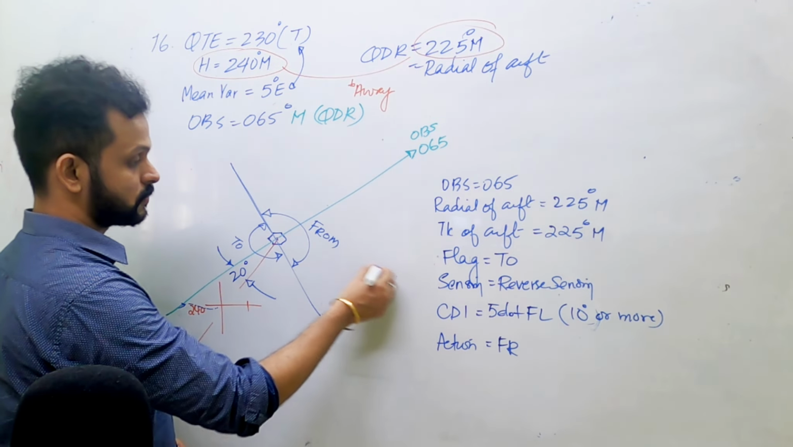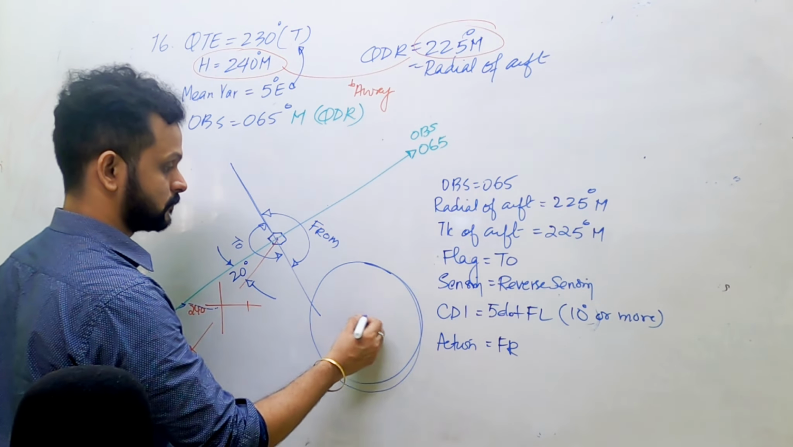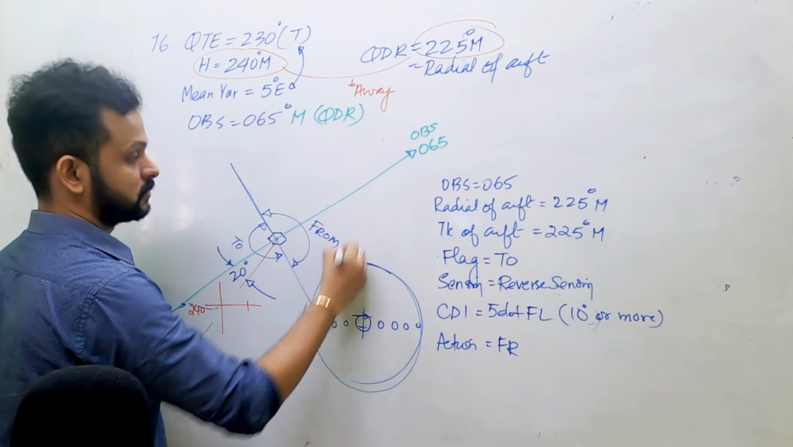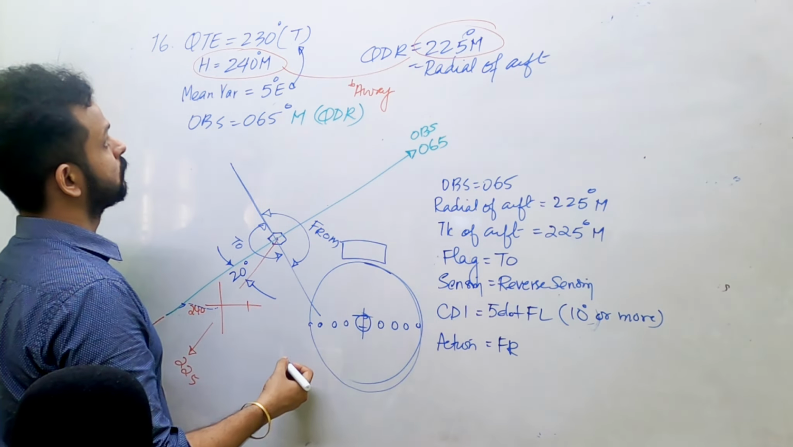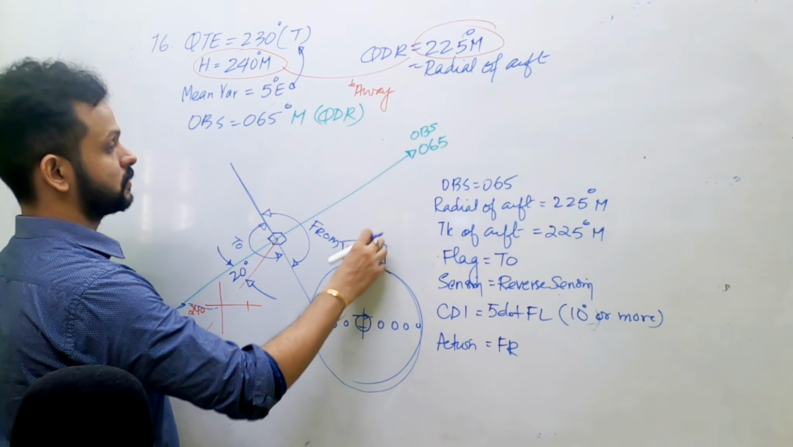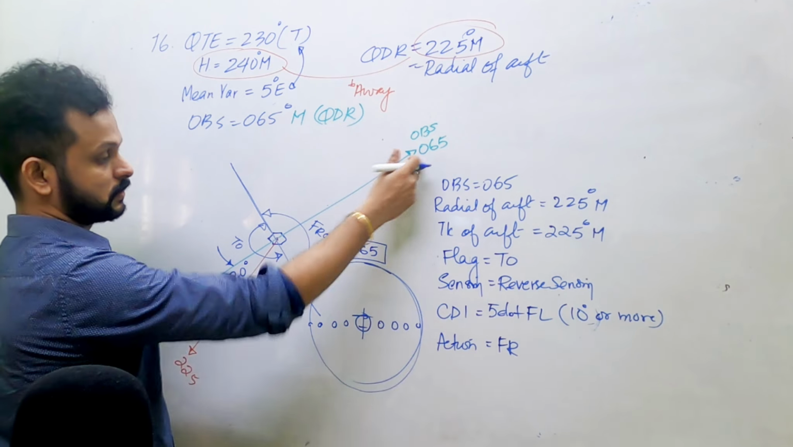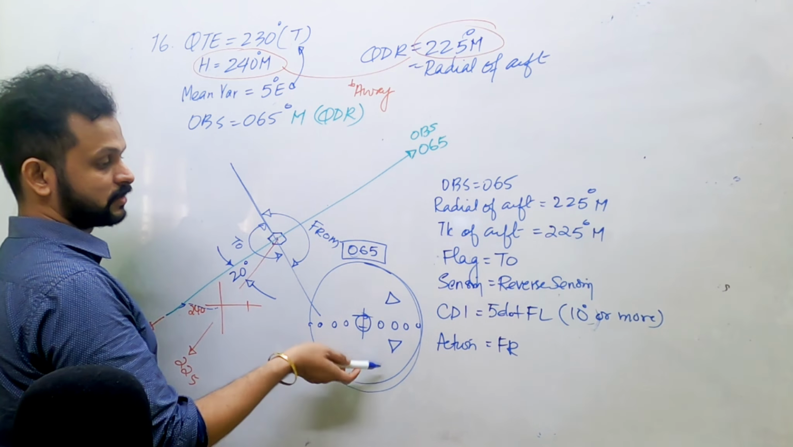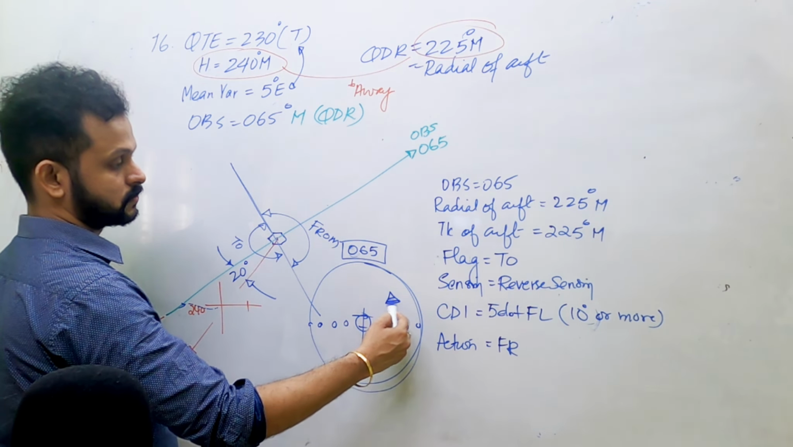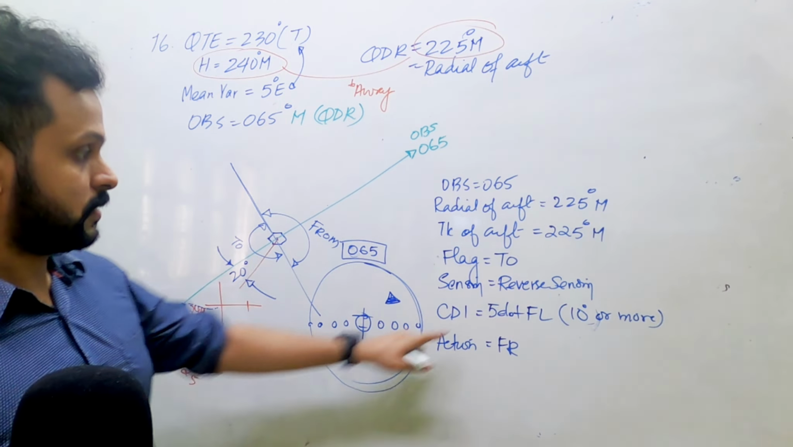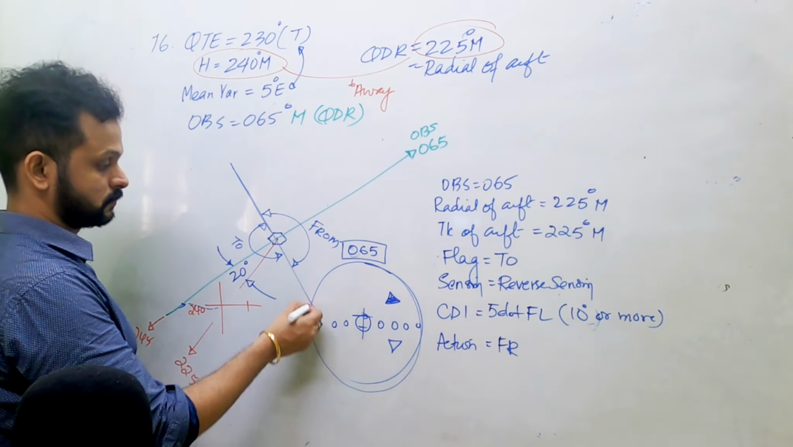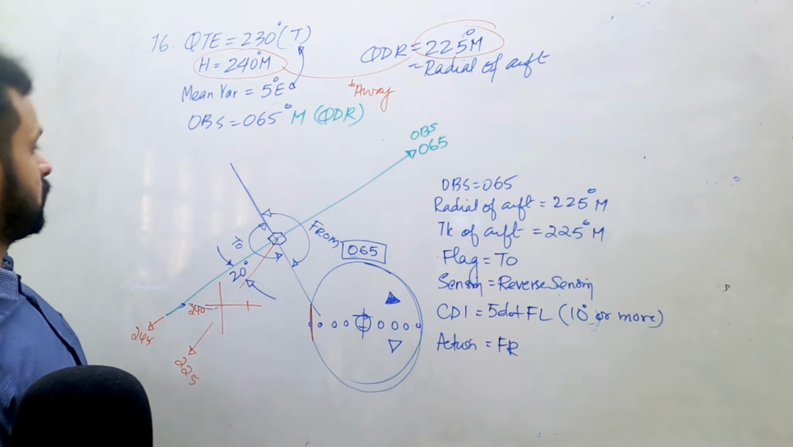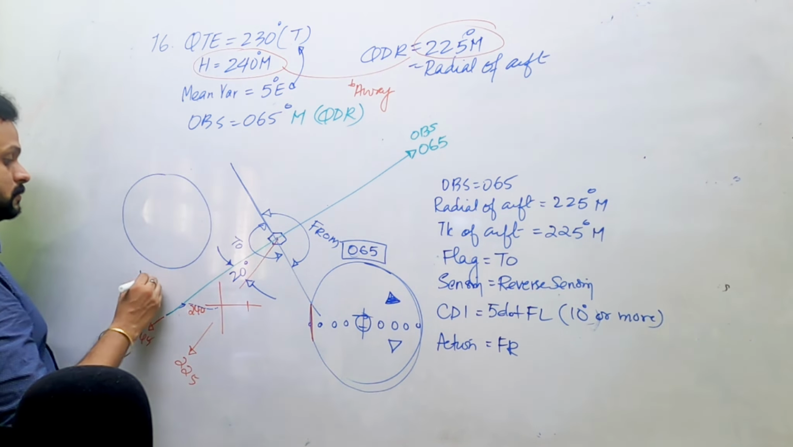Let's draw the indication here. Five dot system. What is the head of CDI? OBS. How much is that? 065. What flag is it? Which flag is to flag? Up one. Yes. What about the needle? 5 dot fly left. But you have to fly right. Right?